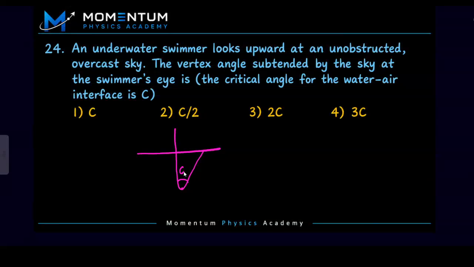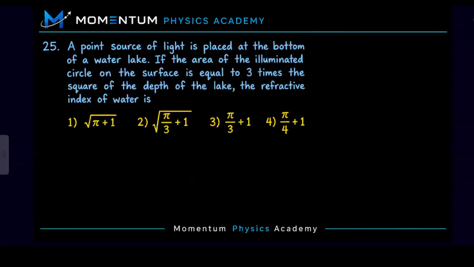This is the critical angle theta c. The vertex angle means this whole angle. So the vertex angle is equal to 2 theta c. So that means 2c. Next one.